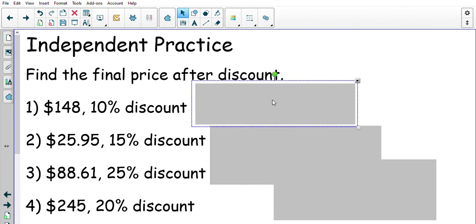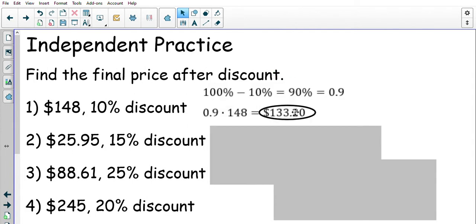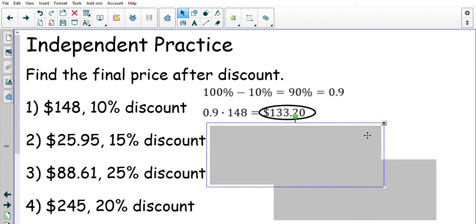I only did method 2 for each of these. So in number 1, 10% discount, 100% minus 10% is 90% or 0.9. So I took 0.9 times 148. Final price is $133.20. Number 2, 15% discount.